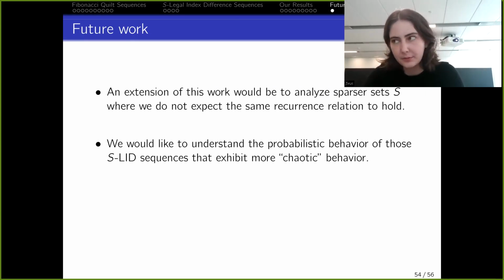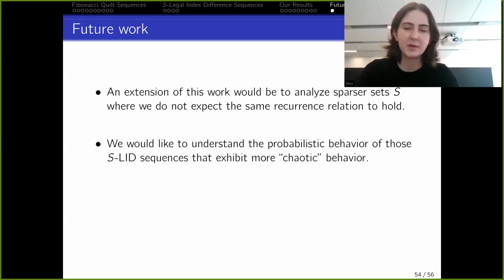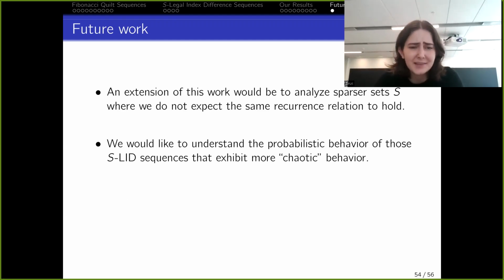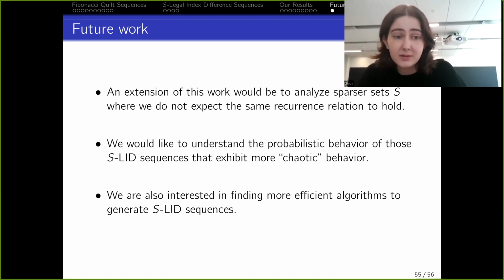An example of a more chaotic sequence would be the triangle quilt-like sequence that was mentioned in an earlier slide. And for these types of sequences, we will often have certain strings of terms that satisfy a particular recurrence, but they will always break. And so we would be interested in looking at, from a probability point of view, how often this occurs and where they do break. And then lastly, going back to how calculating subsequent terms in these sequences is computationally expensive, we would be very interested in finding more efficient algorithms to do this.